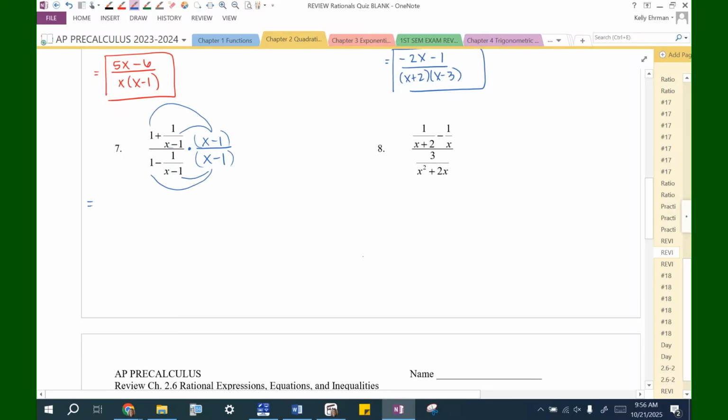So what do we get when we do that? Well, 1 times x minus 1 is x minus 1. This is what's happening in the top, by the way, x minus 1. And then 1 over x minus 1 times x minus 1 is just going to be plus 1. In the denominator, 1 times x minus 1 is x minus 1. Minus 1 over x minus 1 will cancel and leave you with minus 1. All that's left in the top is x. All that's left in the bottom is x minus 2.